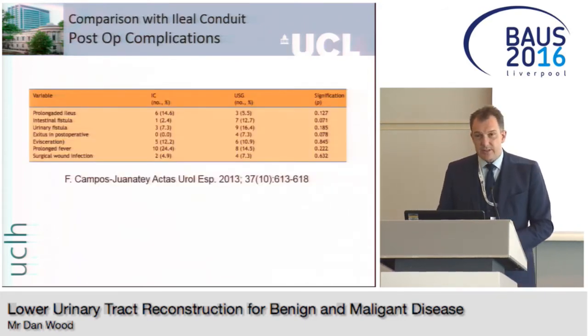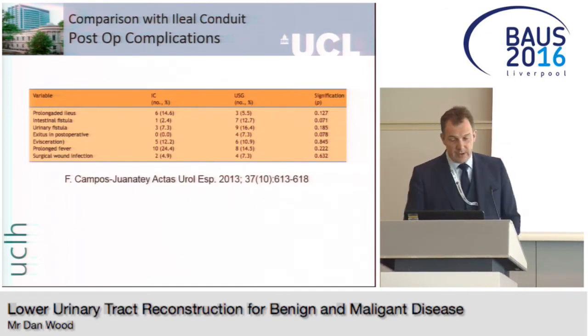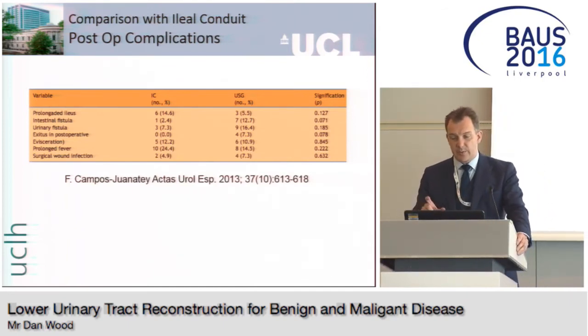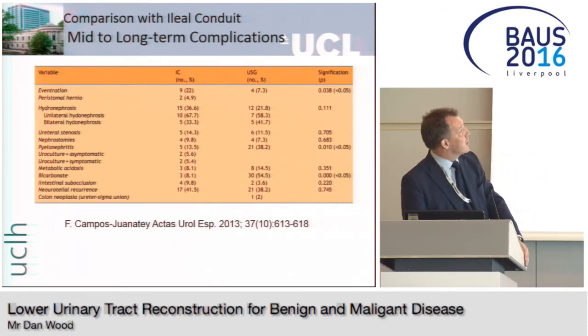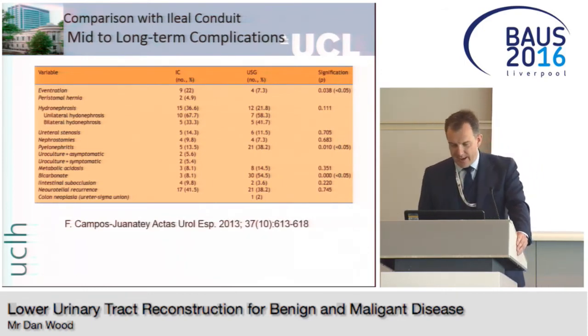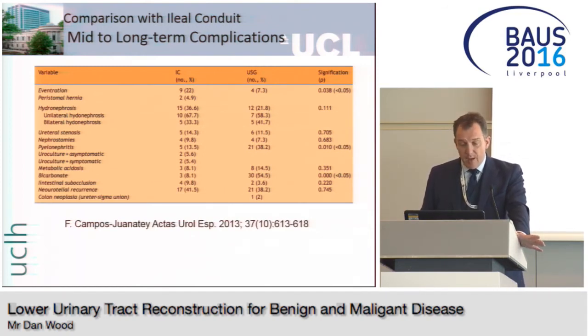So in terms of comparisons, there's not a great deal of data that really helps us with that, but in terms of immediate post-op complications, this paper from Spain shows that actually in the immediate period, there's not a great deal of difference between an ileal conduit and a ureterosigmoidostomy, but if you go into the mid and longer term, I learned that eventration means herniation. I had to Google it. I'm sorry if I was slightly ignorant, but there we are, that's what it means. But there is a tendency to pyelonephritis and also to metabolic acidosis, all of which we've discussed. So they're not unexpected changes in terms of the difference between an ileal conduit and a ureterosigmoidostomy.